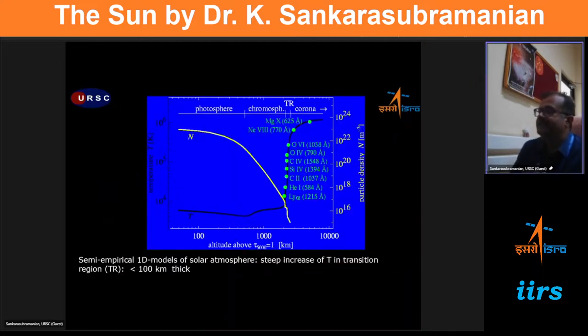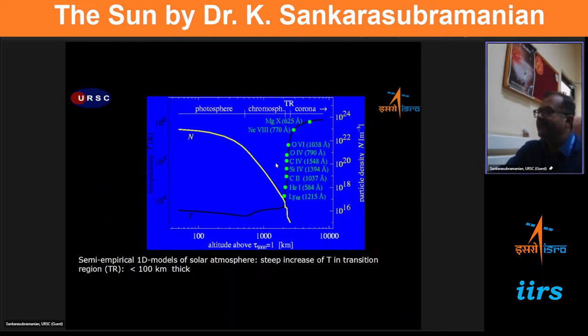Okay, then comes the transition region, which we talked about. The transition region starts somewhere around 2000 kilometers, at the base of the chromosphere, and goes all the way up to the corona. You see the temperature going from say 10,000 degrees all the way up to a million degrees over a very short scale height.